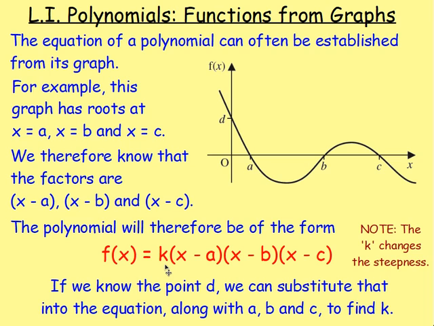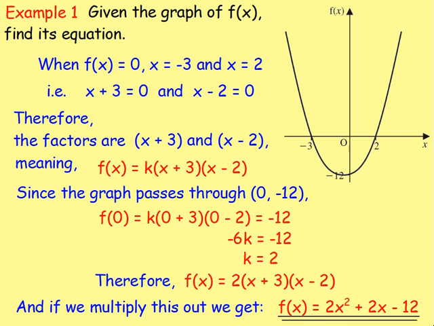From there though, the equation of the polynomial, we would have f of x equals, we multiply the factors together, but we also have to include this constant k. K is going to change the steepness because this graph you can draw it different ways. If I told you to draw this graph, but it's got to pass through A, B, and C, you could draw it multiple ways. So K is going to change the steepness of the curve. However, if you know another point, if you knew this point D, you could then substitute that into this equation along with A, B, and C, and that would let you work out the value of K.